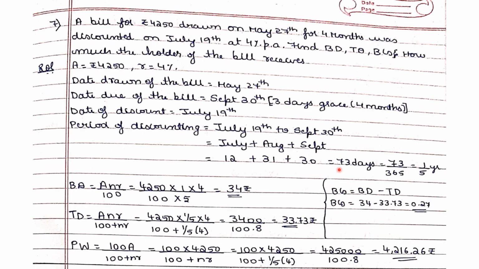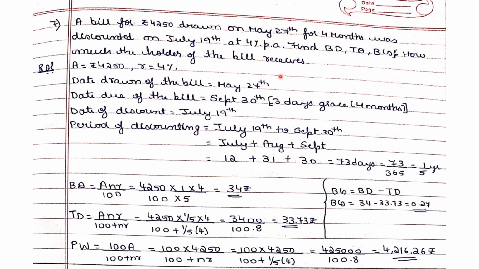Next problem. A bill for rupees 4250 drawn on May 27 for 4 months. It was discounted on July 19th at 4% per annum. So you have to find out the banker's discount, true discount, banker's gain, and how much the holder of the bill will receive. So you have an amount value. The amount value is 4250. The rate is 4%.